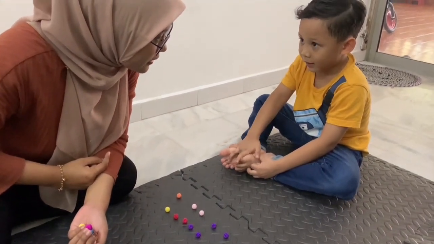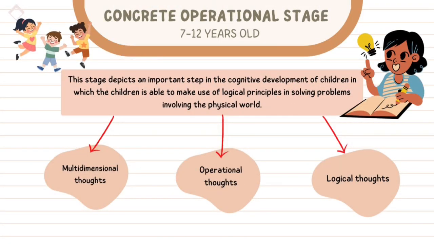Sebab banyak. Okay. Next is the concrete operational stage, which occurs between 7 to 12 years old. This stage depicts an important step in the cognitive development of children, in which the child is able to make use of logical principles in solving problems involving the physical world.